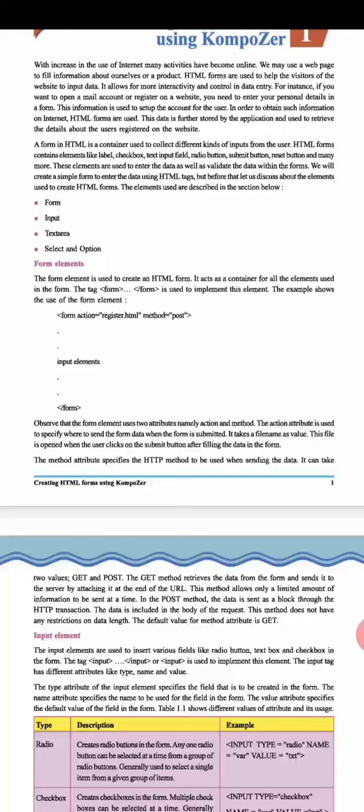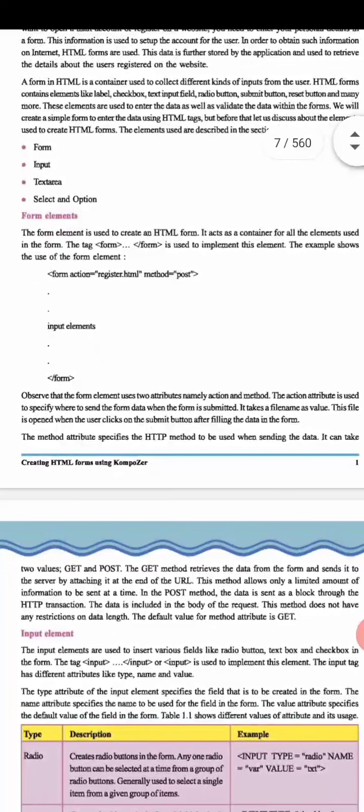Form elements have a few things in them, such as form attributes, which are action and method. Action means whenever you are making a form, in action it will let us know where that form has to be submitted. If you give an action, as you can see here, register.html, it means after filling the form, that form will be submitted to register.html.